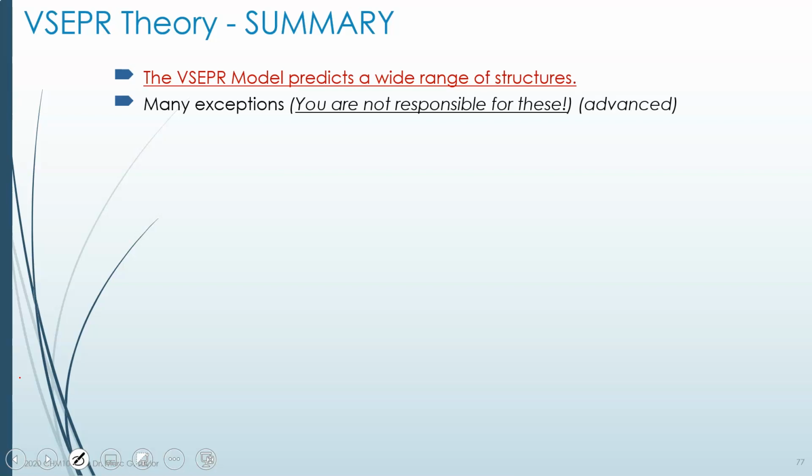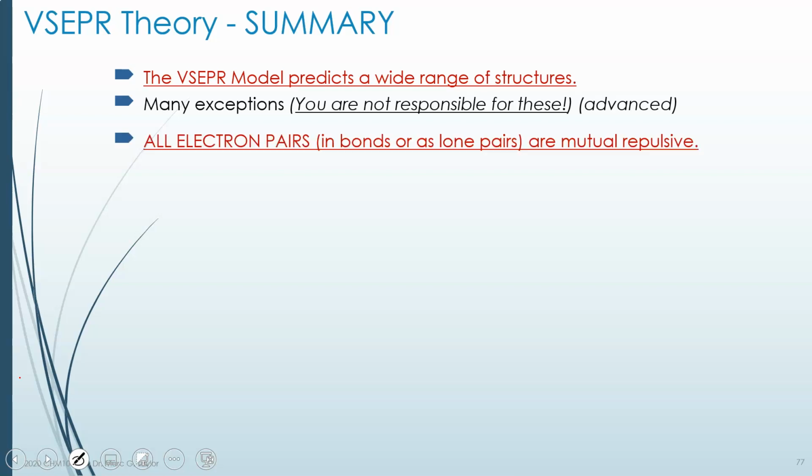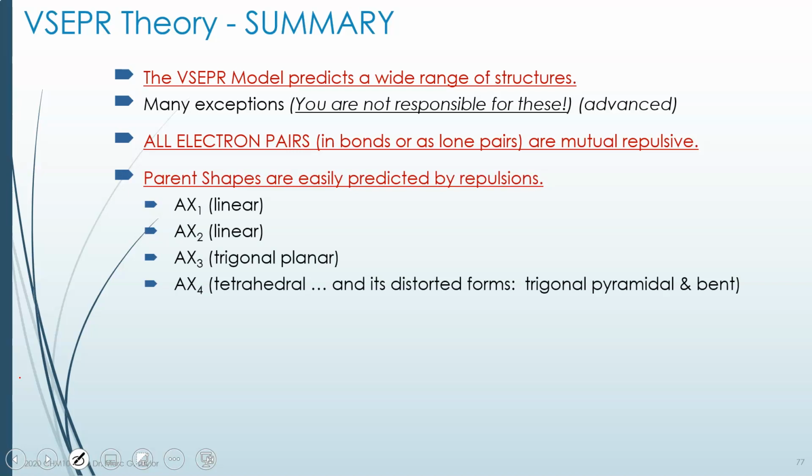There are many exceptions. You're not responsible for any of those. That's more advanced. All the electron pairs, whether they're in bonds or in lone pairs, are mutually repulsive. They're all pushing away from each other to get as much space as possible so that they can all spread out. And as a result, you have these parent shapes, AX1 and 2, which are linear, AX3, trigonal planar, AX4, tetrahedral, as well as its distorted versions when some of those X's are really lone pairs that you can't see, but they take up space and make the other 2 X's keep the angles that they used to have.